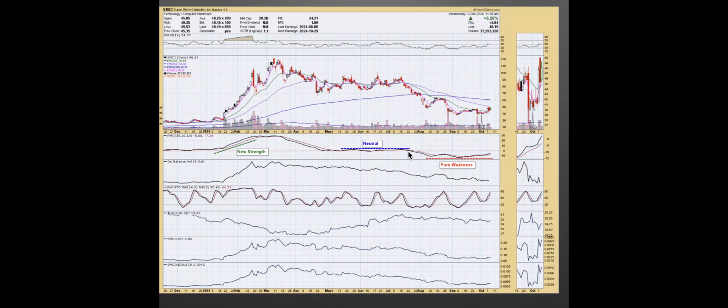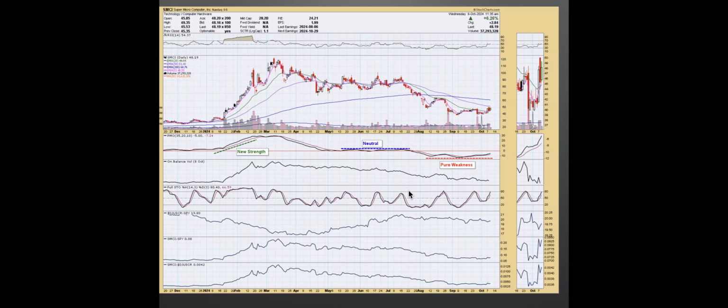So you wouldn't want to look at this as pure strength because, yes, the PMO is flat, and yes, it's mostly above the zero line, but it's awfully close to the zero line. So that's more of a neutral sign. And sure enough, price was moving mostly sideways. Here we got the PMO sell signal.